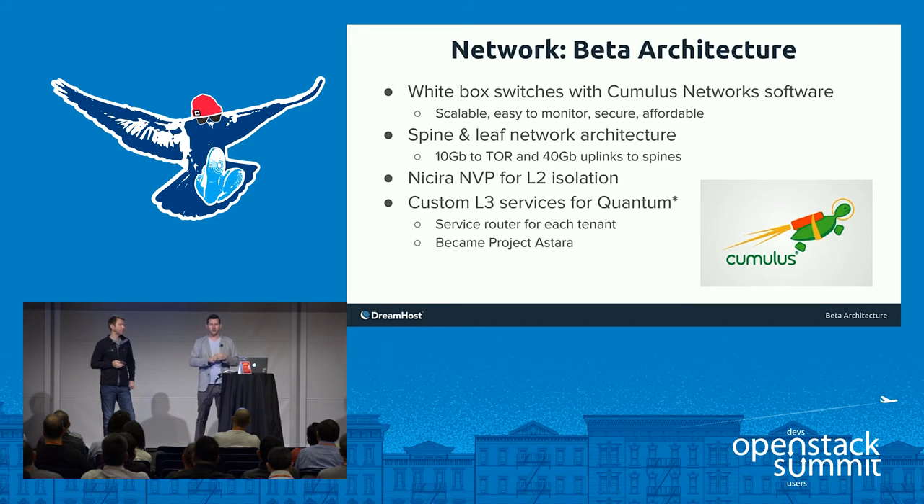And so this one got a lot of jaws dropping in 2012. This has actually been a great and wonderful decision that we have made, and we use it all over the place now. But it was a big deal at the time, and we went with a spine and leaf network architecture using 10 gig and 40 gig. And we also made a big bet on network virtualization. And that was a very difficult decision to make.